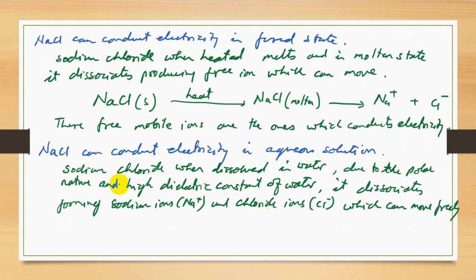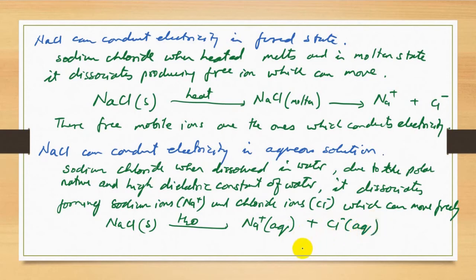So here also, what will I say? I'll write like this. NaCl solid, I'll add water. Because of this water, this will become Na plus, but this is in AQ. AQ means aqueous. In aqueous solution, it can be separated. So because of water, it dissociates, and these ions again they are free, and therefore they can conduct electricity.